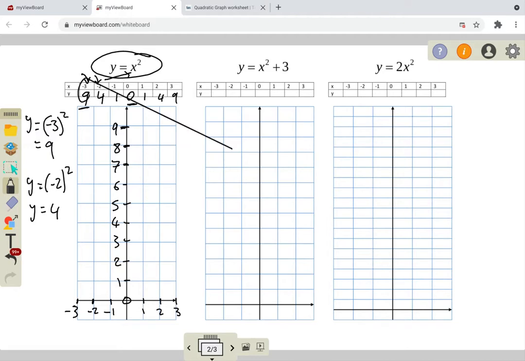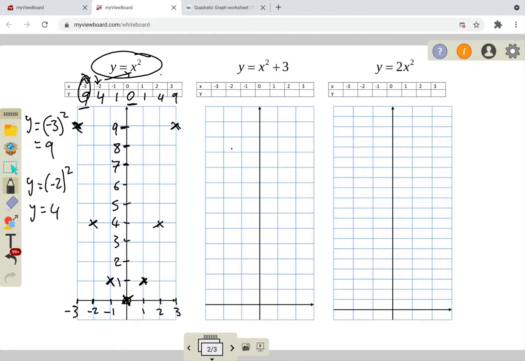So my first coordinate is minus 3, 9. So minus 3, 9. That's over here. Then my next one is negative 2, 4. So that's over there. Next one, minus 1, 1. So there. Next one, 0, 0 on the origin. Next one, 1, 1 over there. Next one, 2, 4. And the last one, 3, 9.